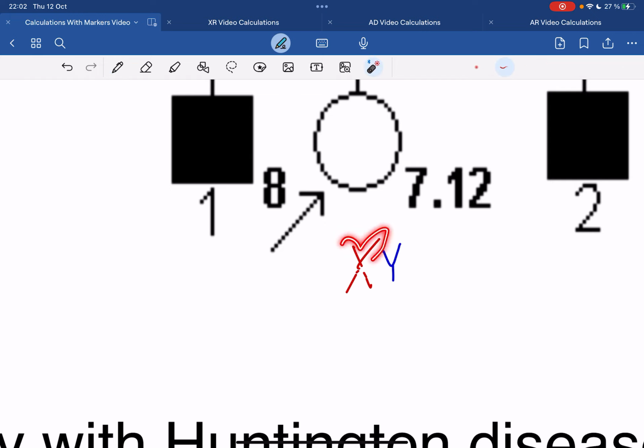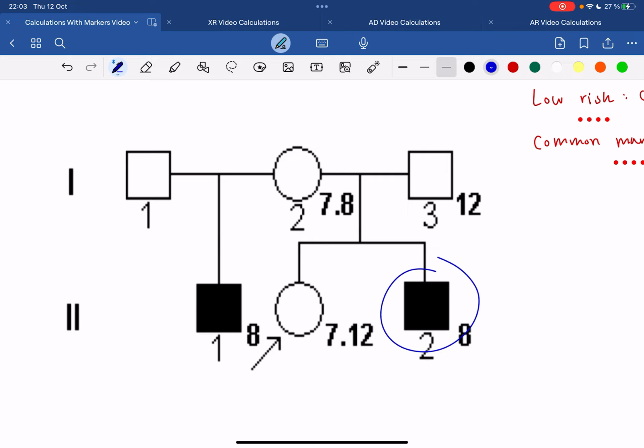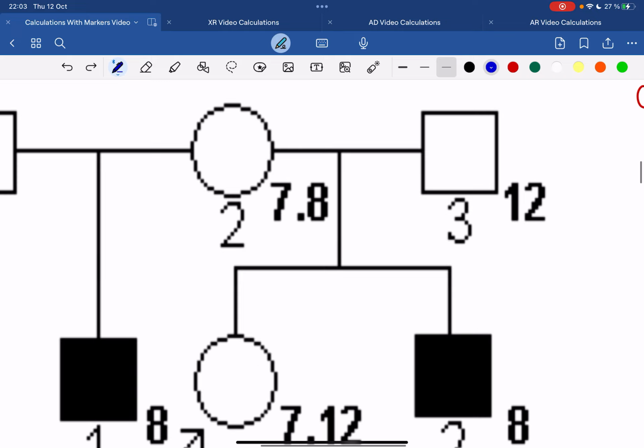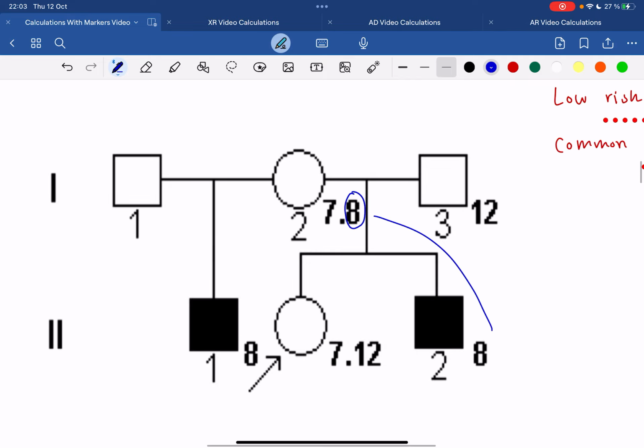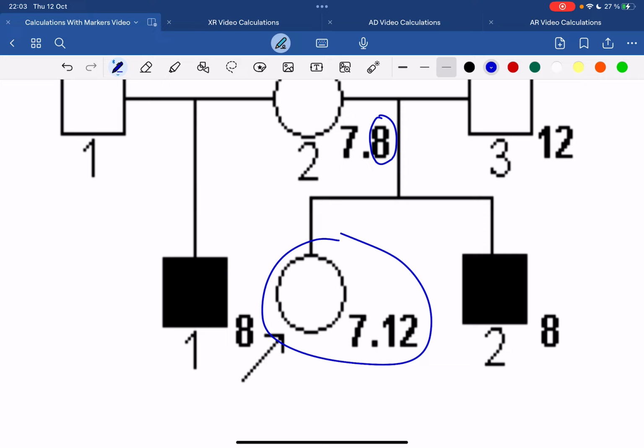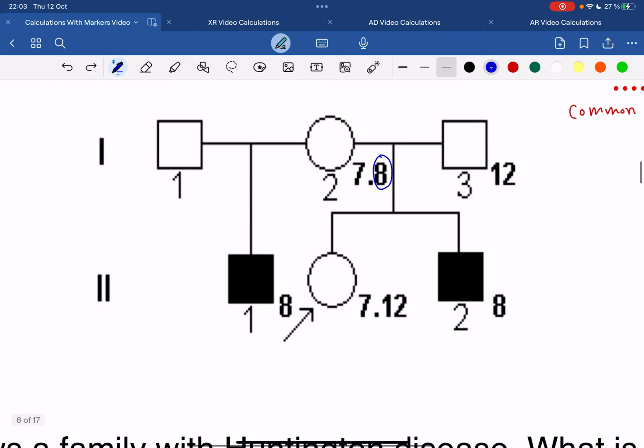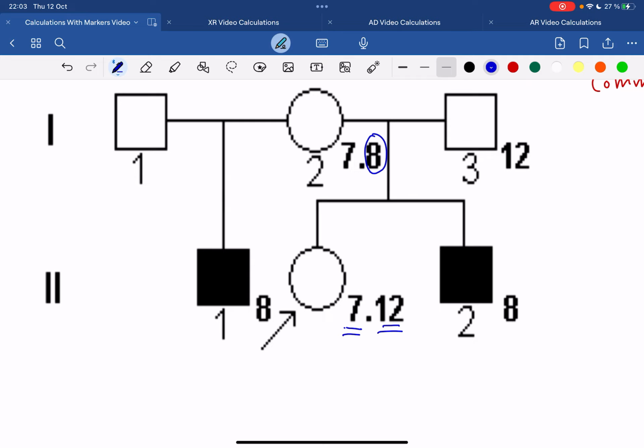Now this mother right here, who has given birth to both this son and this son right here, has this allele that she has given to each son, which has made them affected, which is marked by the number 8. This daughter right here, of whom we want to know if she's a carrier or not, doesn't have this 8 marker. She has 7, which she gets from her mom, and 12, which she gets from her dad. So her risk of being a carrier is very low because the marker doesn't match up with the common affected marker, which is 8.